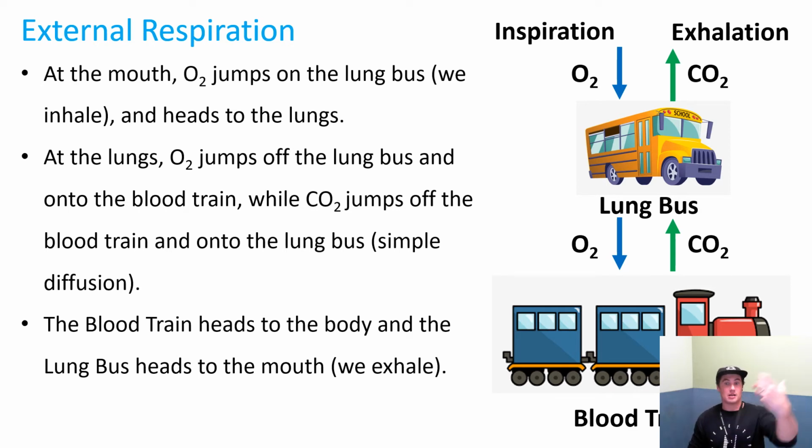The bus then moves out of your lungs, so you breathe out to get rid of CO2, and then the blood train, which is full now of oxygen, starts to move around the system. So external respiration is the exchange of oxygen and CO2 at the lungs with the blood. External respiration: lungs and blood, both ways. O2 from the lungs into the blood, CO2 from your blood into your lungs.